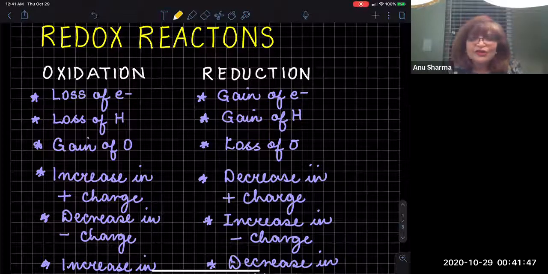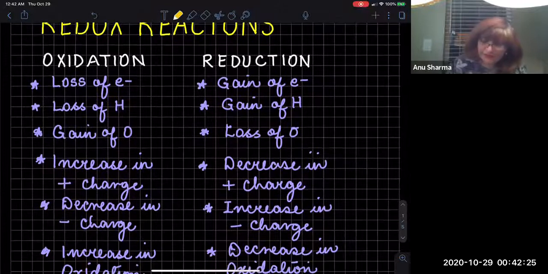Loss of hydrogen is oxidation, gain of hydrogen is reduction, gain of oxygen is oxidation, loss of oxygen is reduction. Okay, so when you lose electrons, obviously there's going to be an increase in positive charge, and that is going to be oxidation. And similarly, when you gain electrons, there is going to be a decrease in the positive charge, and that is going to be reduction. On the opposite side, if there is a decrease in negative charge, then that particular species has been oxidized. And when there is an increase in the negative charge, that species has been reduced. Okay, so these are very basic general things about oxidation.